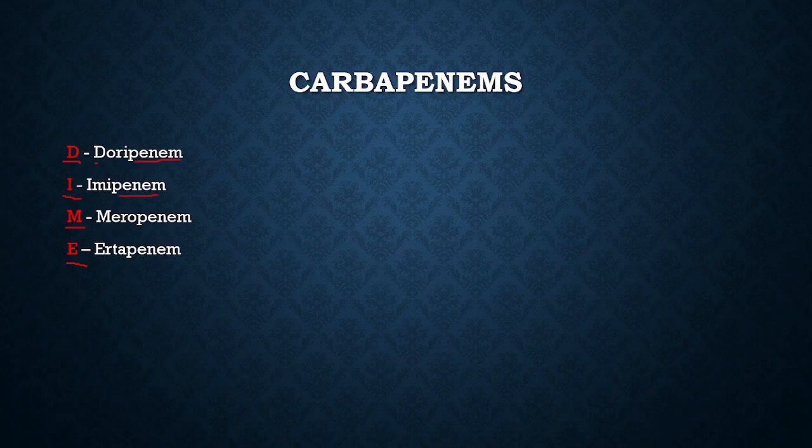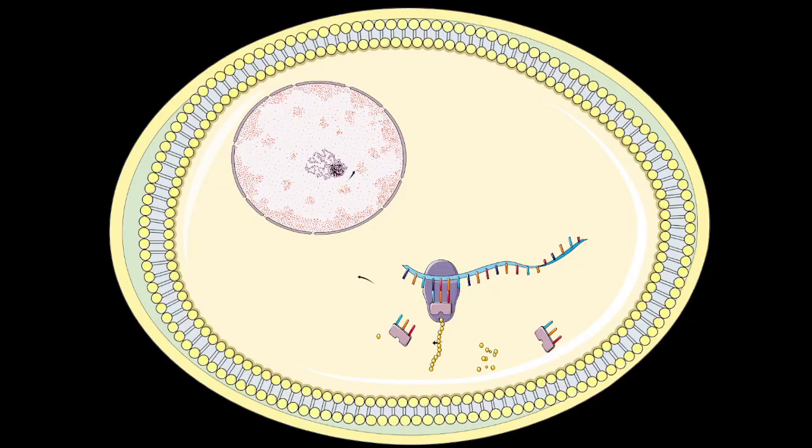And now these ones, they have a broad spectrum of activity. So they are very, very strong. So you can just remember them by DIME. Then when we move on to the cell wall, so we said that peptidoglycan synthesis, that's going to be your vancomycin and your fosfomycin.